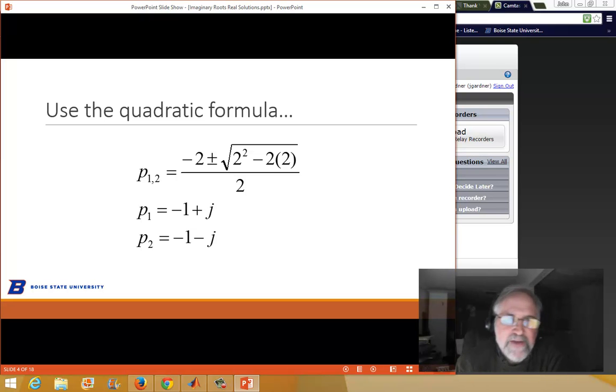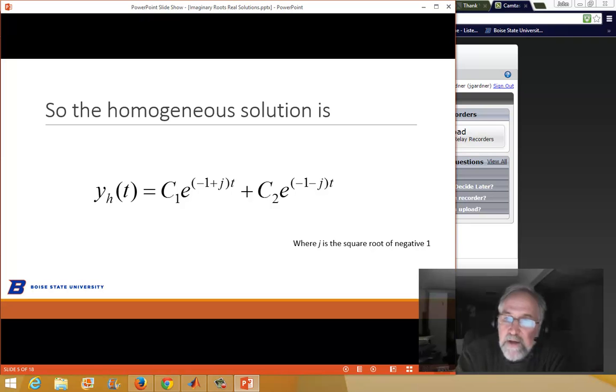As you can see, I specifically designed this equation to make the simplest complex conjugate pair possible, minus 1 plus or minus j. So we know that for these linear differential equations, the homogeneous solution will be exponentials of these roots of the characteristic equation times time. They're complex numbers, but they work exactly the same way, and here is the general form of the homogeneous solution of this differential equation: c1 times the exponential of the first root times time plus c2 times the exponential of the second root times time.